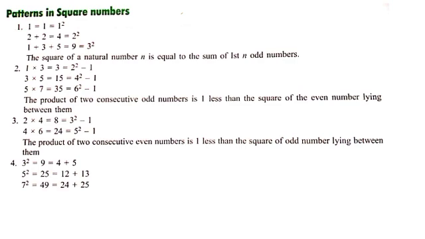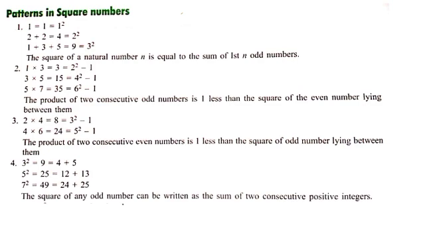3 square is equal to 9, which is equal to 4 plus 5. 5 square is equal to 25, which is equal to 12 plus 13. 7 square is equal to 49, which is equal to 24 plus 25. The square of any odd number can be written as the sum of two consecutive positive integers.